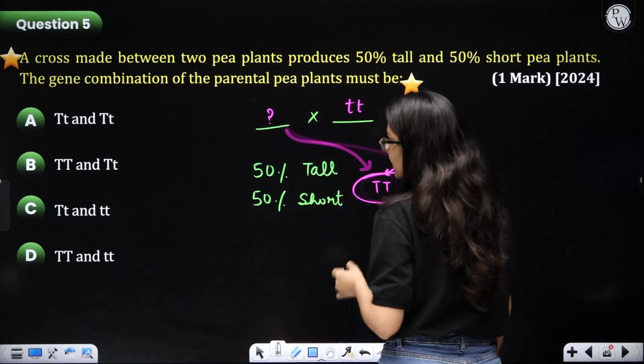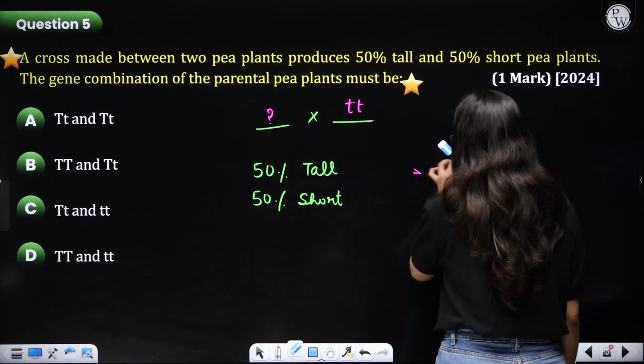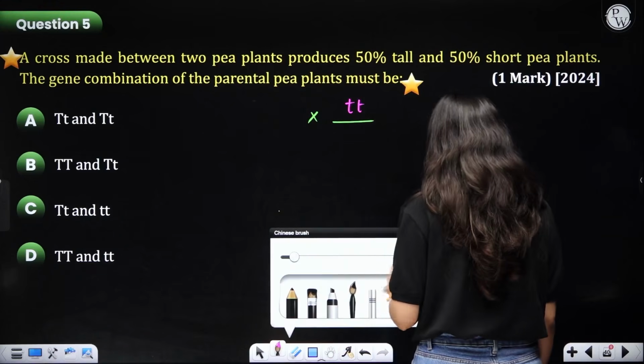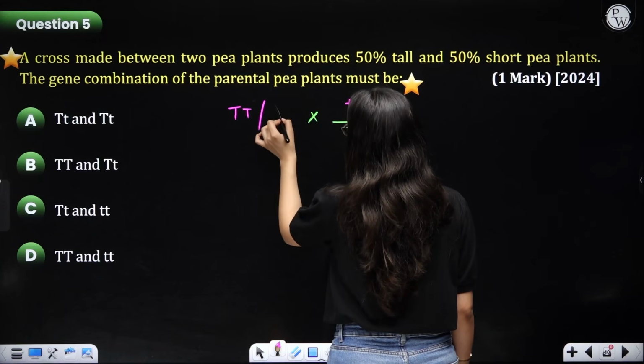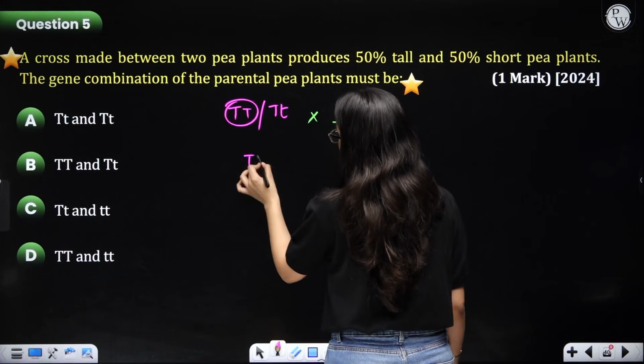Let us try to solve this by putting both of them over here and then see what is the exact answer. For tallness, it could be capital T, capital T, or capital T, small t, heterozygous. First, let's go for this one. So, I'll make a cross with this one.